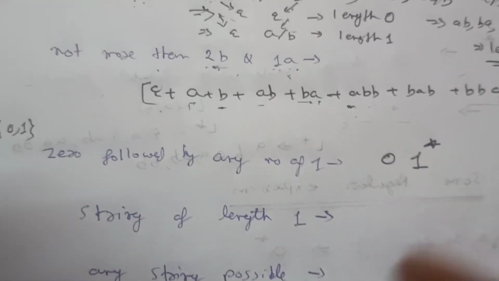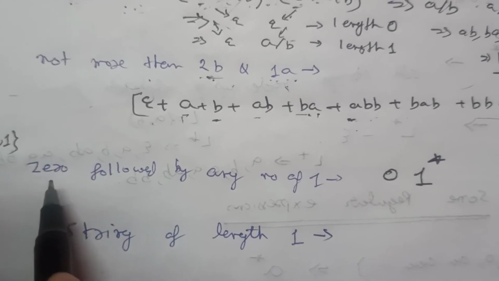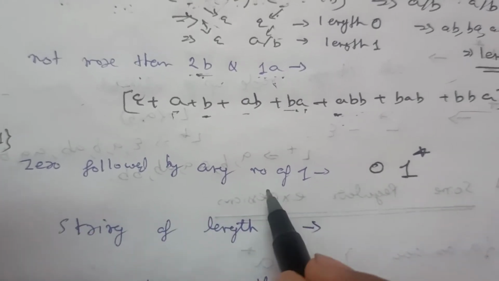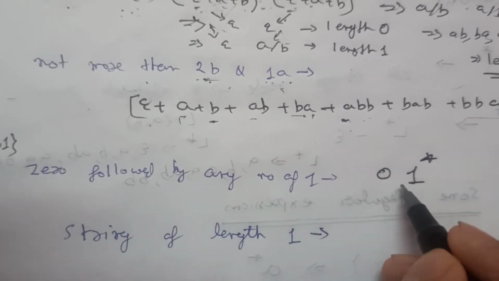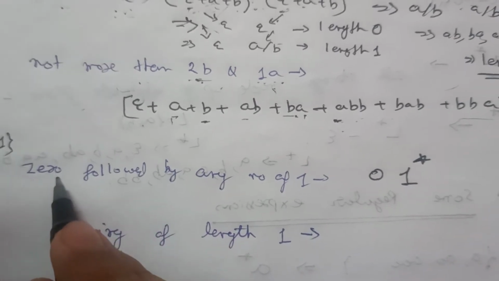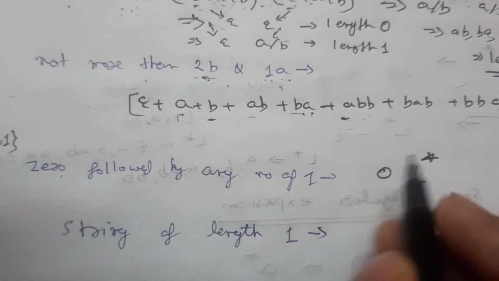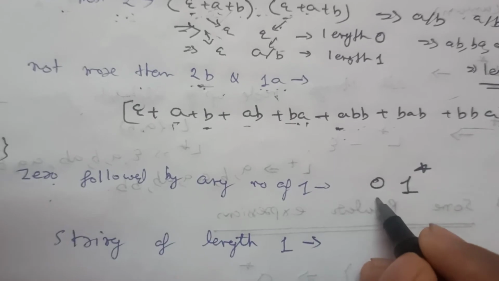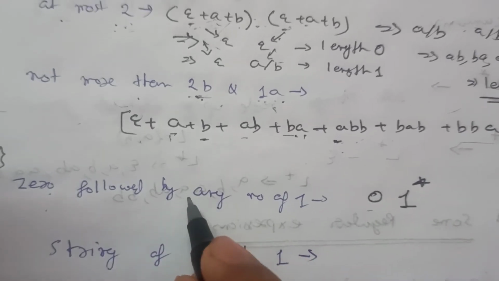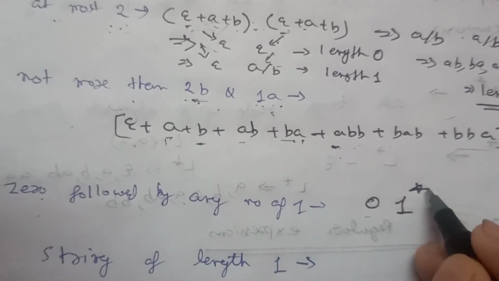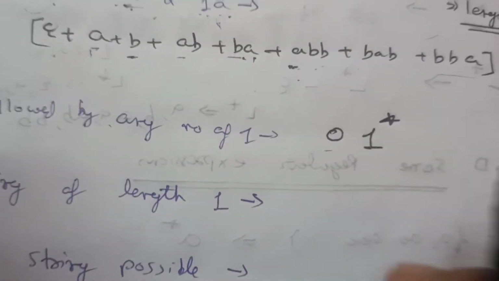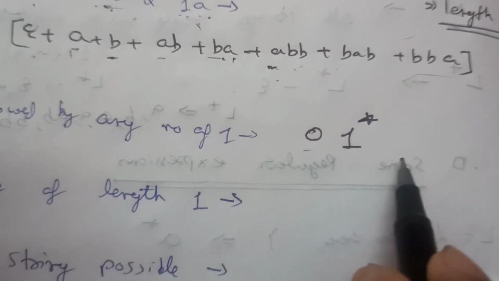Now there is another question. The next question is 0 followed by any number of 1s. So for 0 there must be a 0. I have already written 0 followed by. So there should be a 0 first. And there can be any number of 1s, so I have written 1 star. 1 star means any number of, or any combination of, 1s.